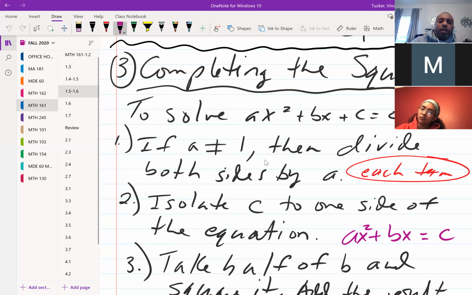All right. Then we're going to isolate c to one side of the equation. So in other words, when we look at what we have right here, we're going to take the term that's not attached to a variable, we're going to take it to one side of the equation. So it'll be there by itself.